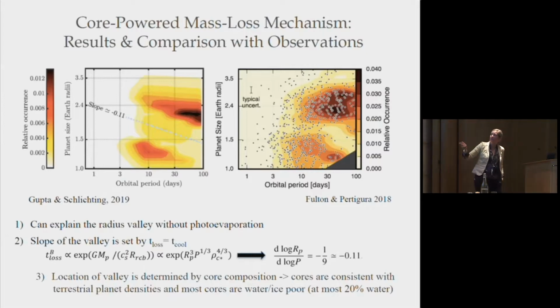And what you get is this minus 0.1, which is in very good agreement with observations, which James also showed from the Van Eylen paper. Similar to the photoevaporation results, where exactly the slope will fall depends on the density. You can see this again just from the things that are in the exponent. So the location of the slope, we too find, is consistent with rocky compositions, and we found that at most you can have about 20% water fraction in those planets.